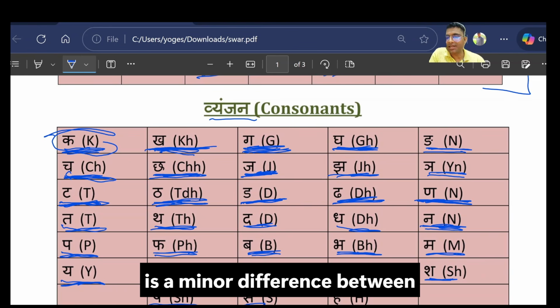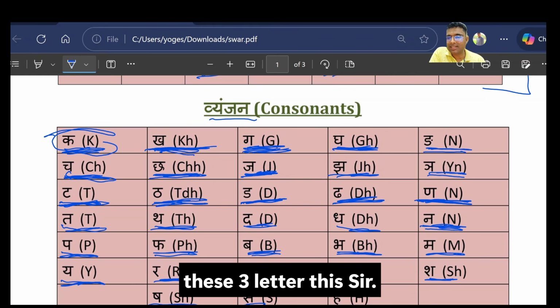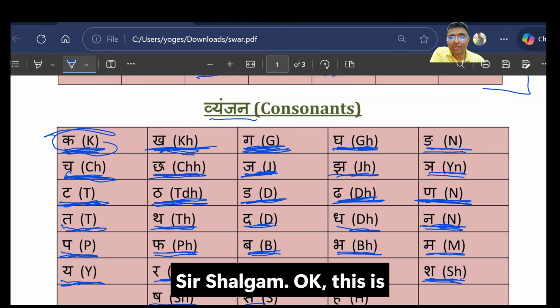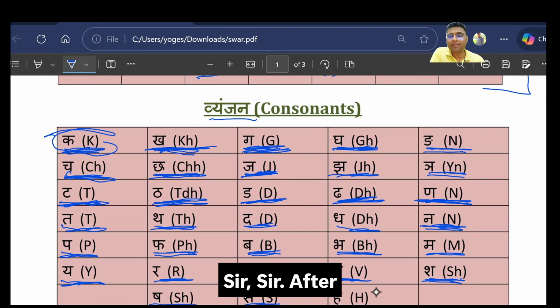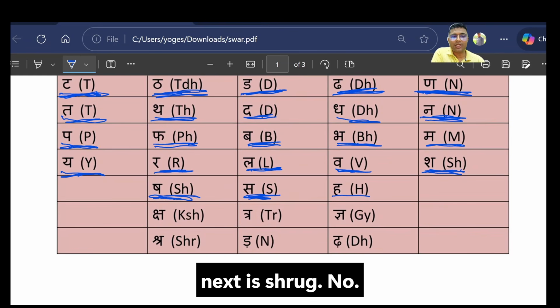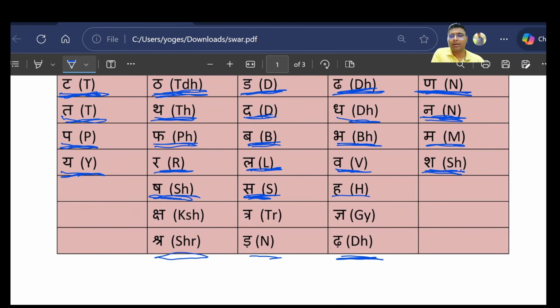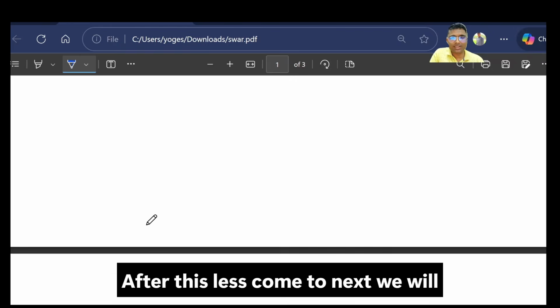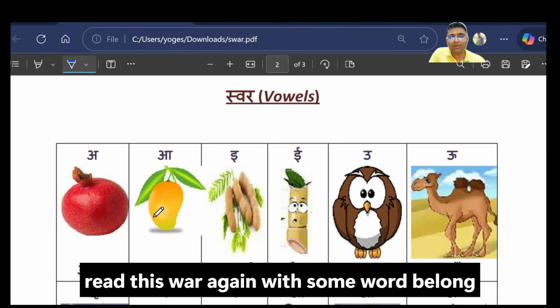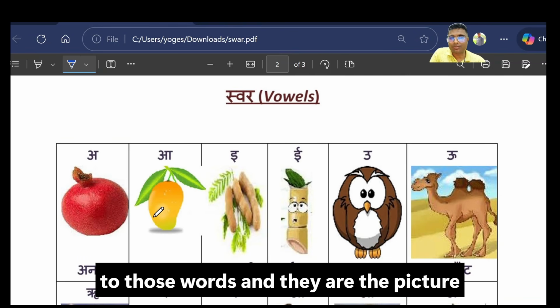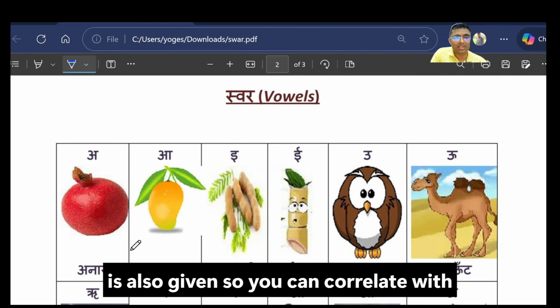There is a minor difference between these three letters. This is Sh, Shalgam. Okay. This is Sh, and this is S. After this H, and next is Shra, Na, Dh. After this, let's come to the next part. We will read these letters again with some words belonging to them, and the picture is also given, so you can correlate with the picture as well.